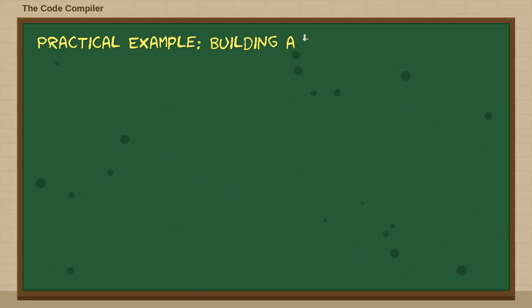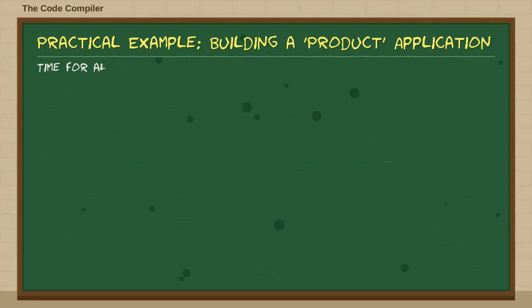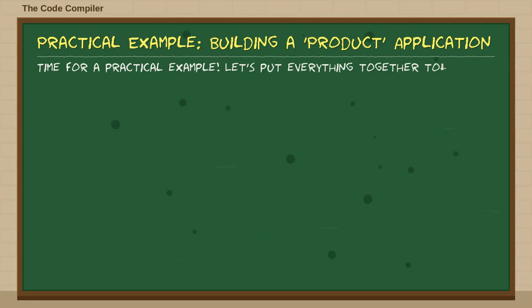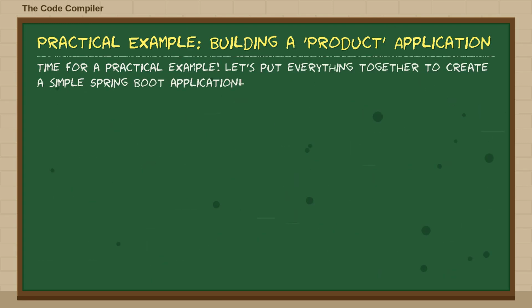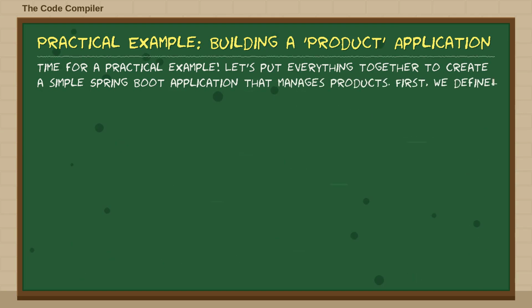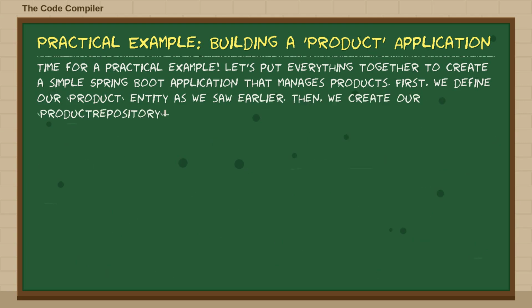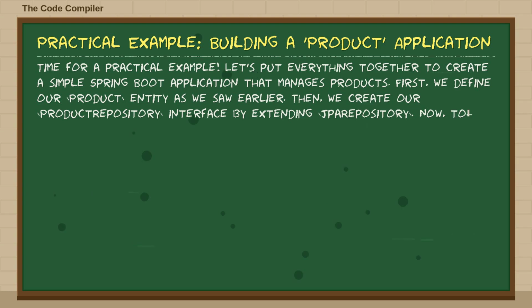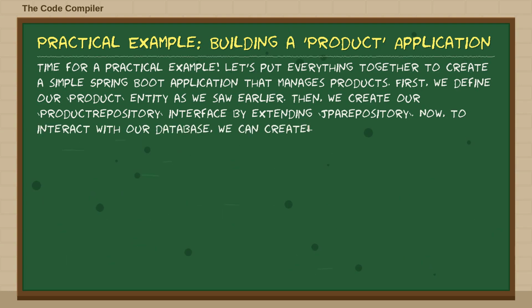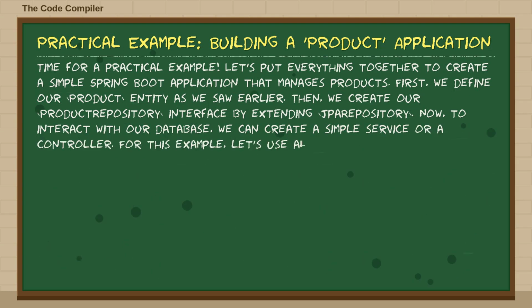Time for a practical example. Let's put everything together to create a simple Spring Boot application that manages products. First, we define our Product entity as we saw earlier. Then, we create our ProductRepository interface by extending JpaRepository. Now, to interact with our database, we can create a simple service or a controller.